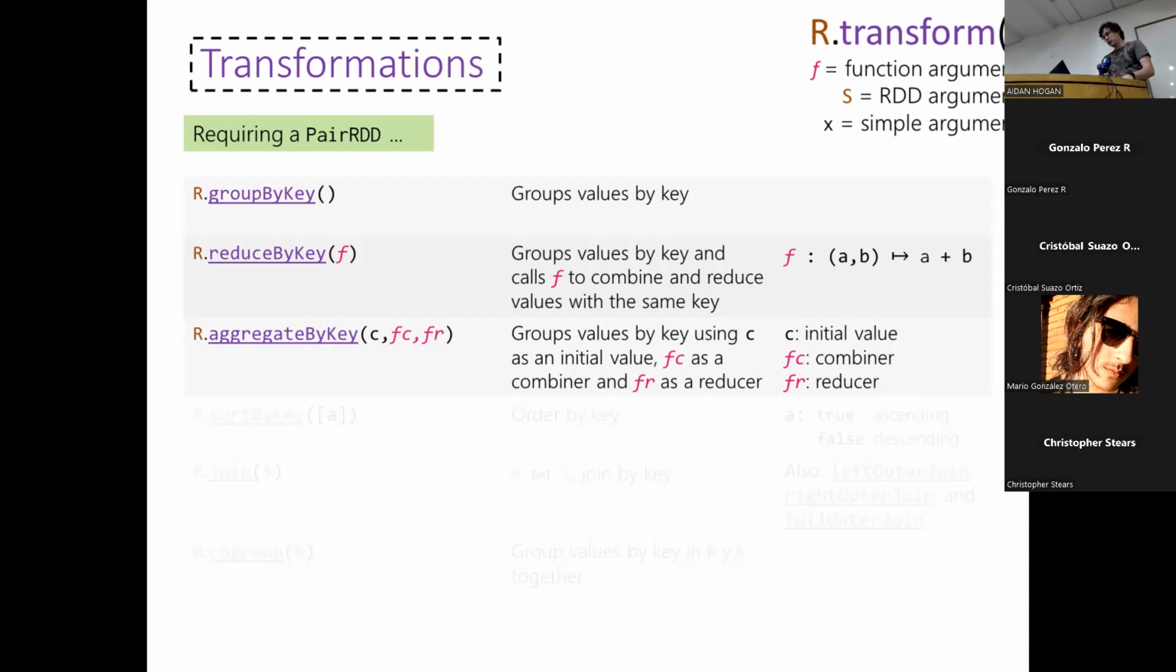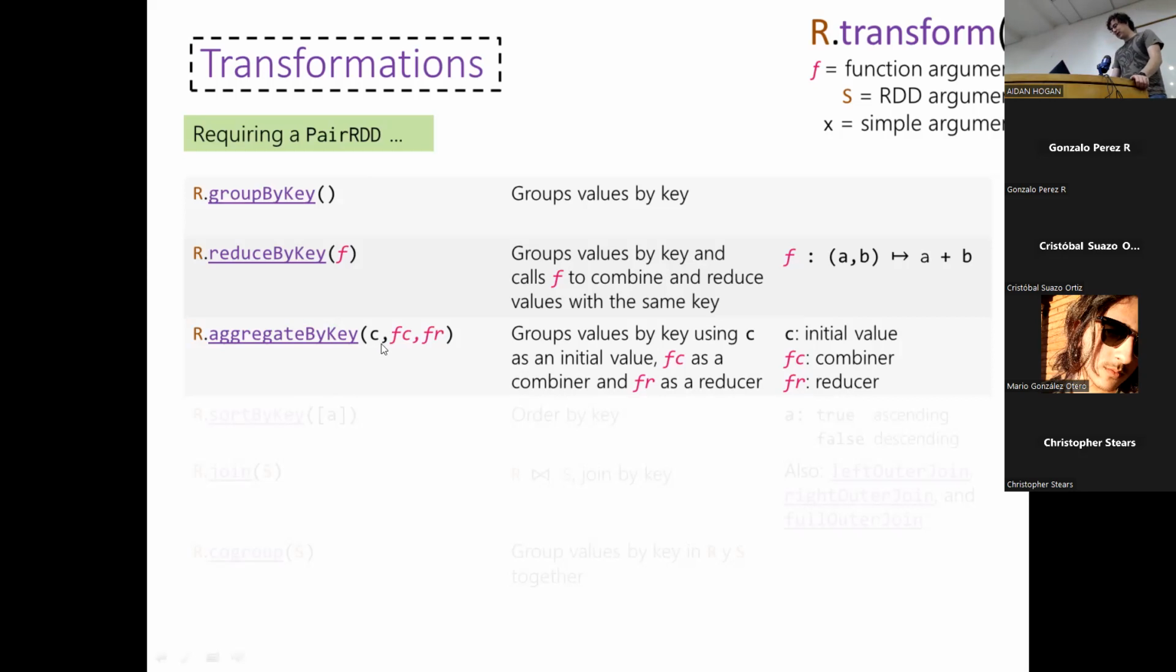So group by key accepts no function. Why not? Because all it does is take a key and group all of its values into a bag of values for that key. It applies no aggregation, no function over those values. Reduce by key groups by key and then applies a function over all of the values associated with each key, for example, to sum those values.